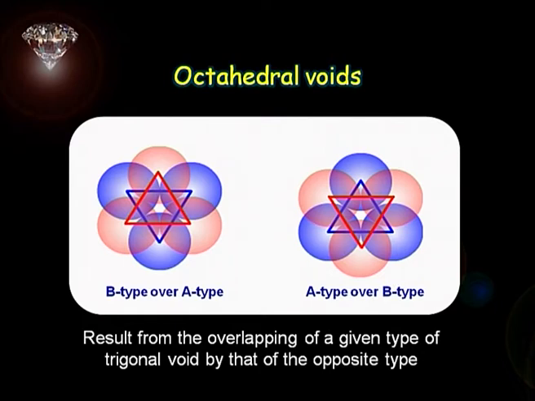That means, if I have an A type covered by the B type, I will get an octahedral void, or vice versa. So, what I am showing you here is, in this case I have taken only 3 atoms in each of the 2 layers. In this case this is a B type trigonal void covering an A type trigonal void. So, I am getting an octahedral void right here. I have just put 2 layers of different colors, so that I can differentiate between the two.